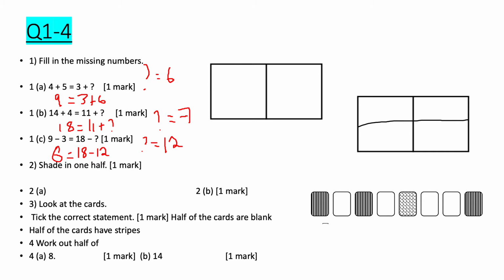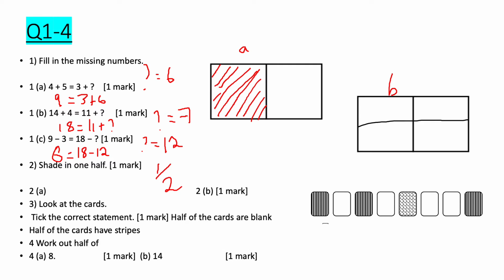Right guys, question 2 part A. So this one's part A, guys, and this one's part B. It says shade in 1/2. Well, 1/2 is going to be half of this, so I've got 2 parts here, so I'm going to shade in 1 part out of the 2. Remember that 1/2 means 1 out of 2, guys. So that's 1 part out of 2 parts.